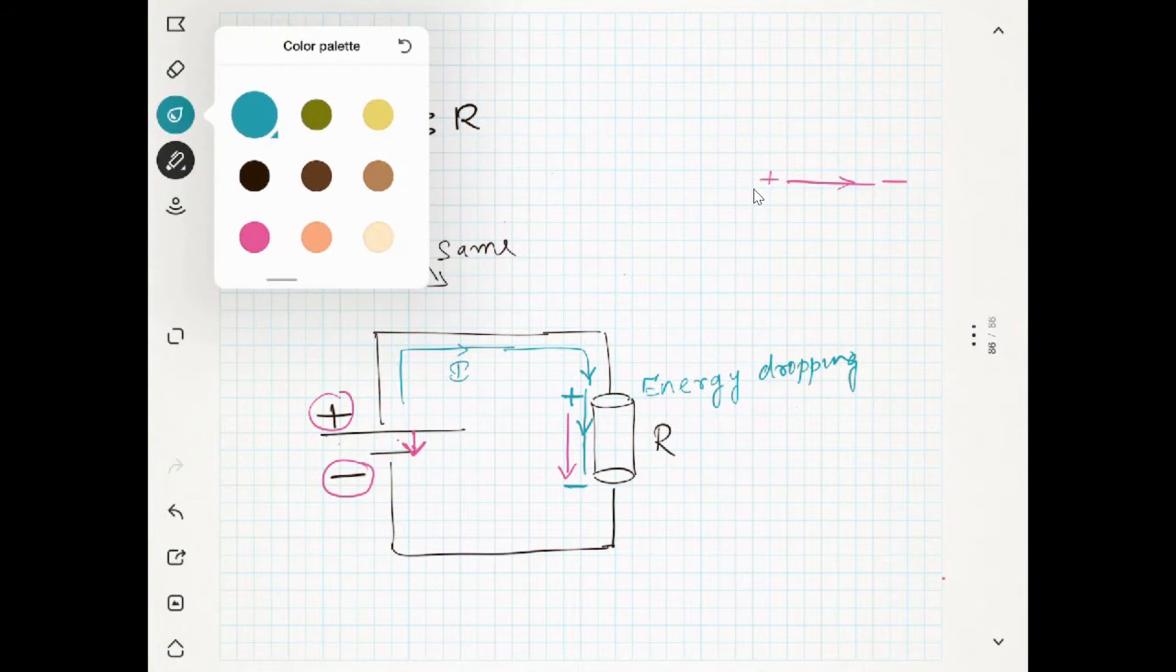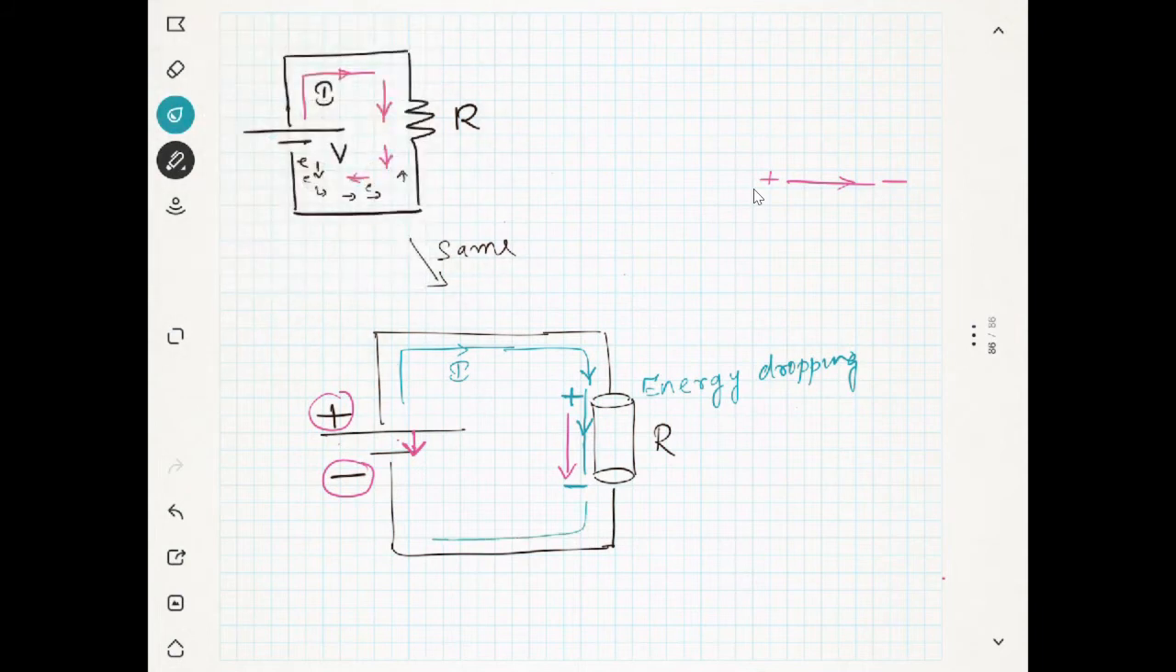And you have the current here. The current is going down, like this. I'm just representing this as I. So this is the basic circuit that we can say. Inside the battery, the electric field is like this.